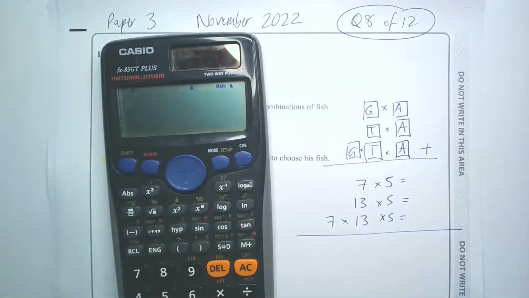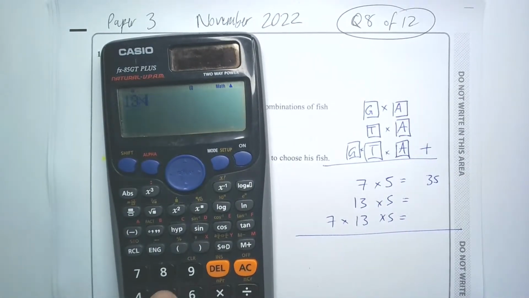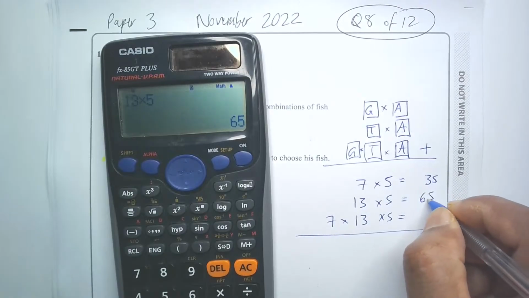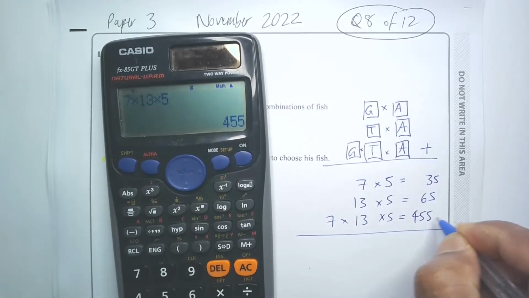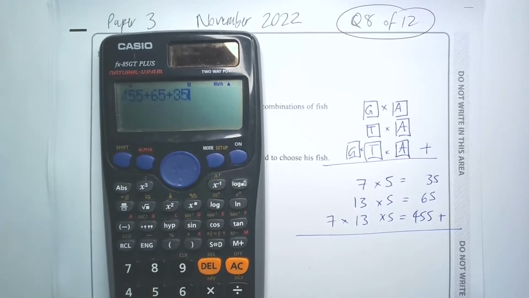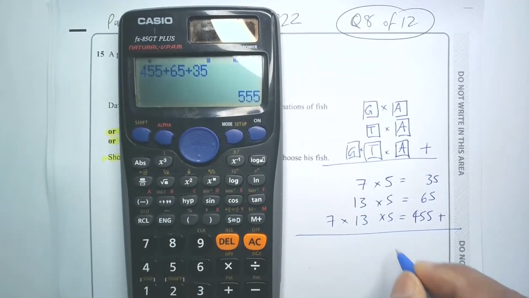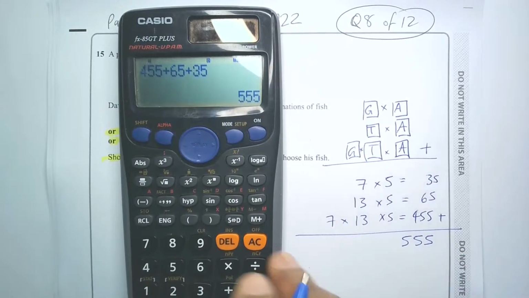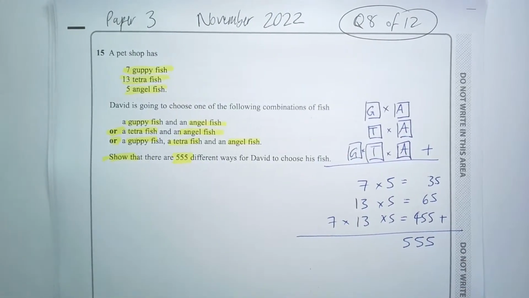Put this into my calculator. 7 times 5 is 35. I don't need to work that out. 13 times 5 gives me 65. And then 7 times 13 times 5 is 455. When I add these together, 455 plus 65 plus 35 should give me 555. And hey ho, it does. 555. So slightly different, but actually very similar to what we've been doing.